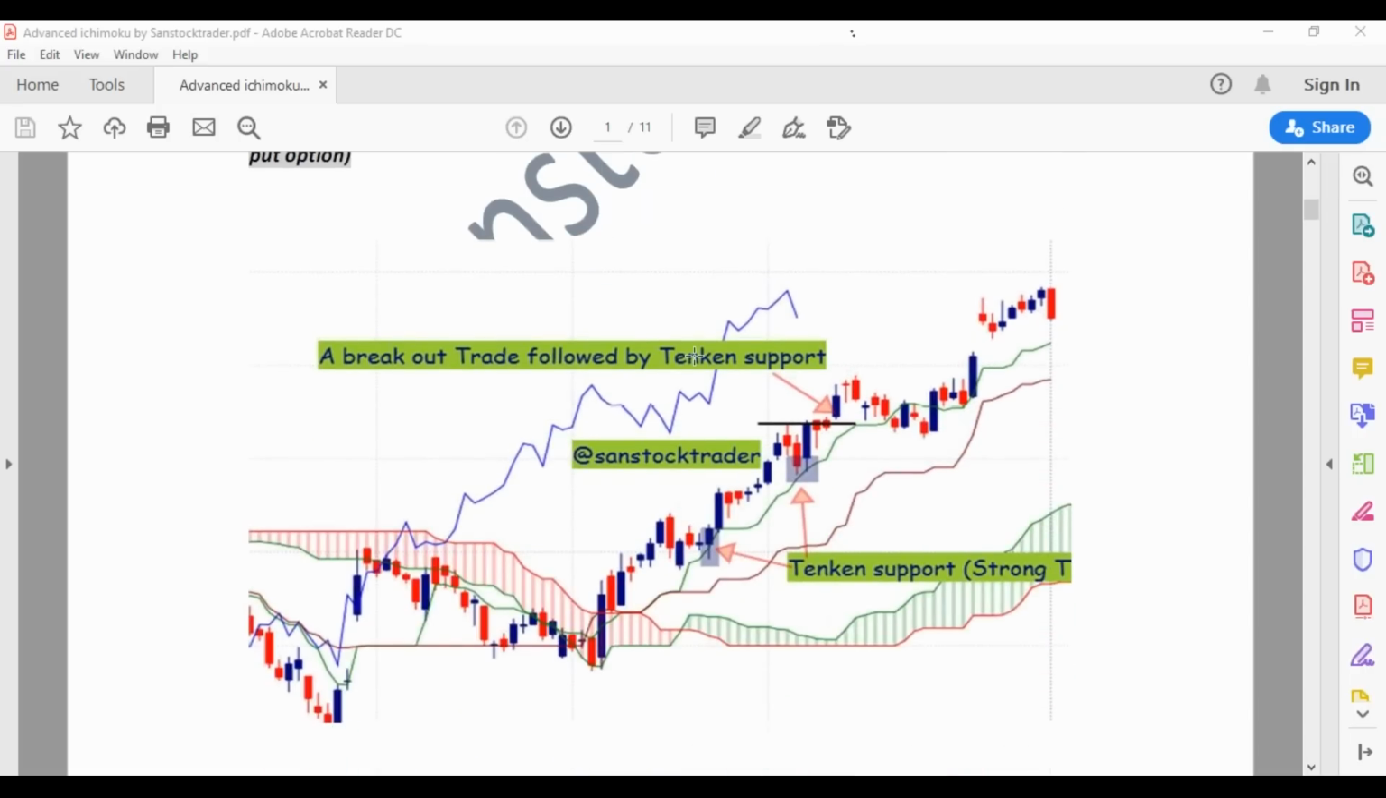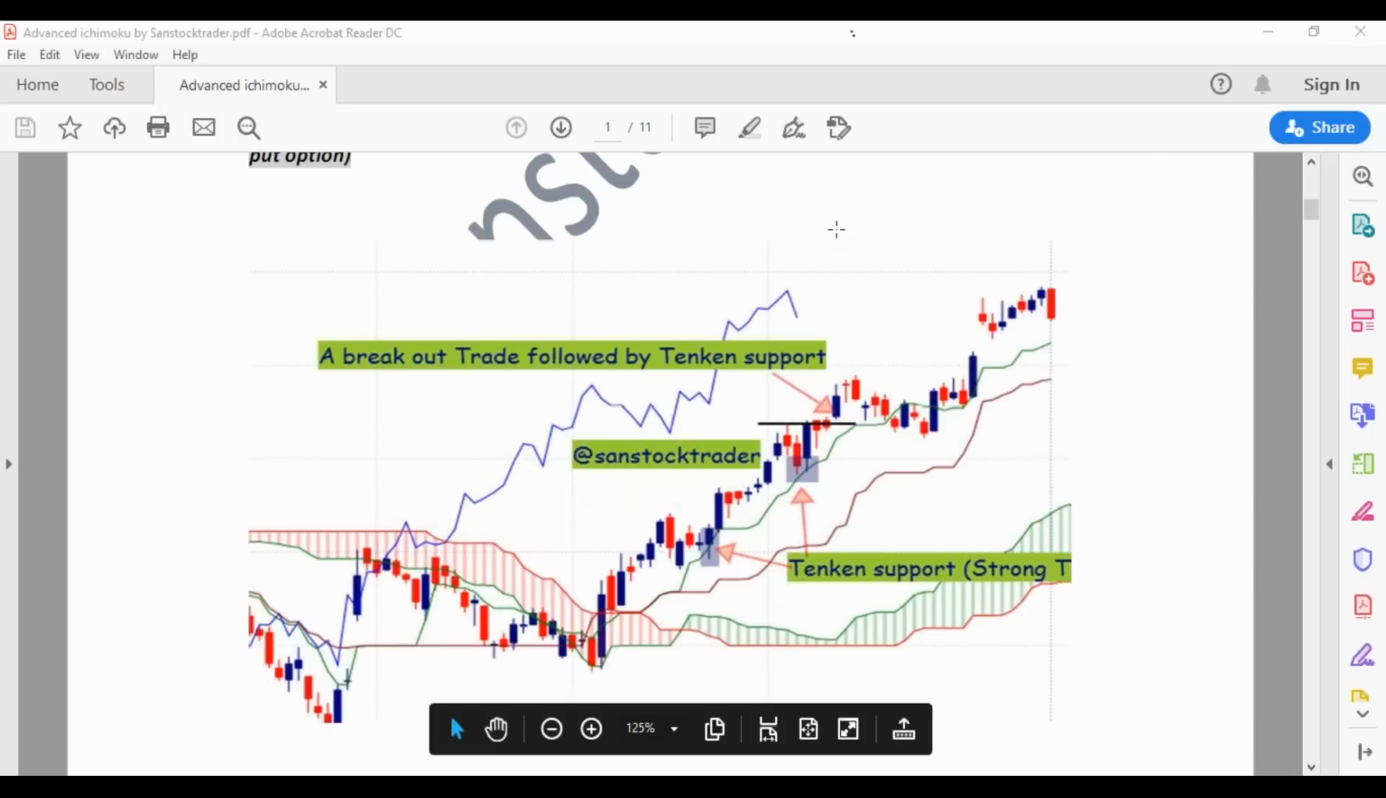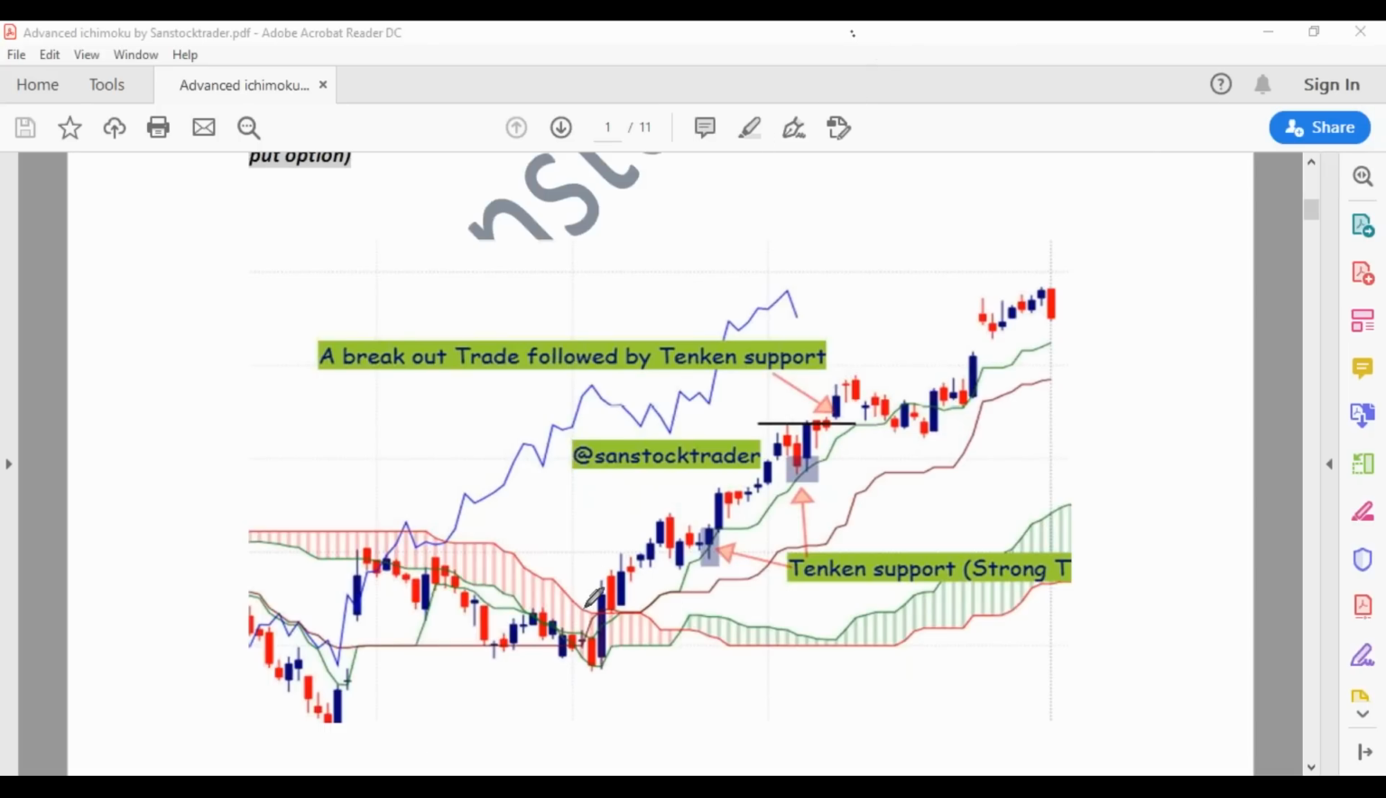So here is the chart. Here we can see clearly, let me take the drawing tool. Here the stock breaks above the cloud, and price is above the cloud. So the first condition is satisfied, it is a bullish trend. Second, not only is price above the cloud, even Tenkan-sen, which is the green line, is also above the cloud. So our second condition is also met.